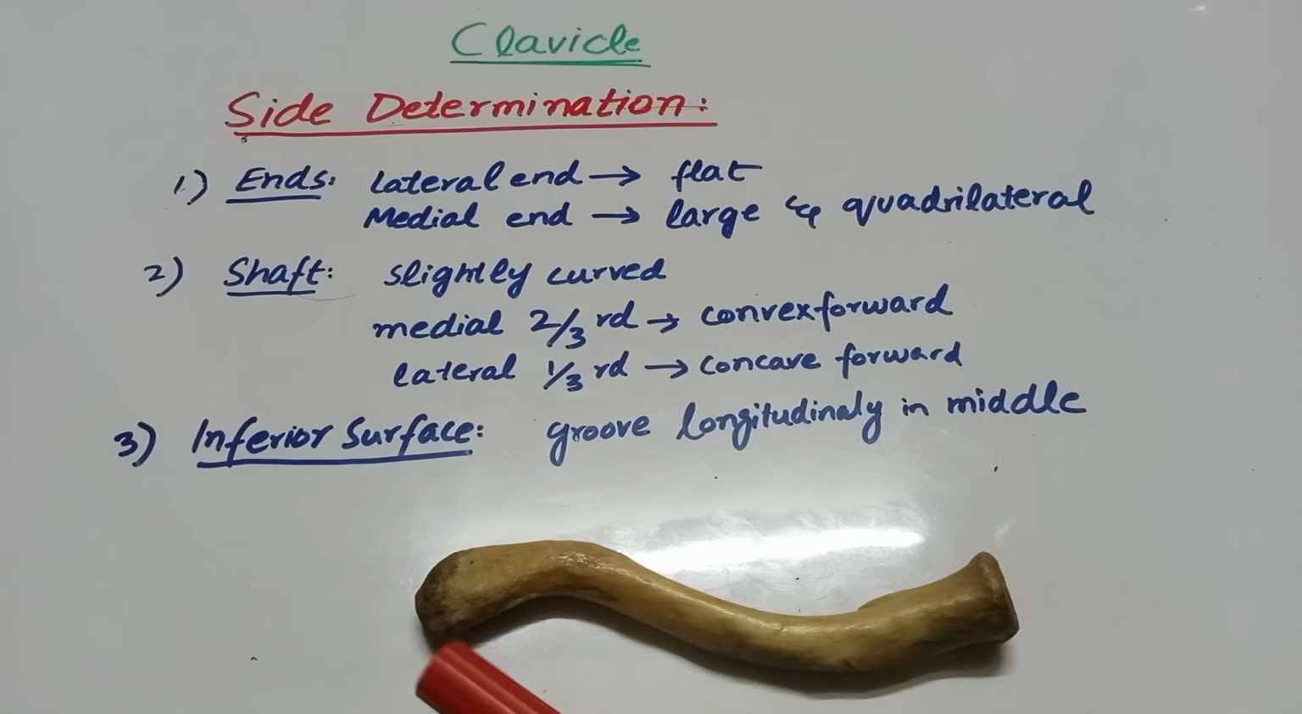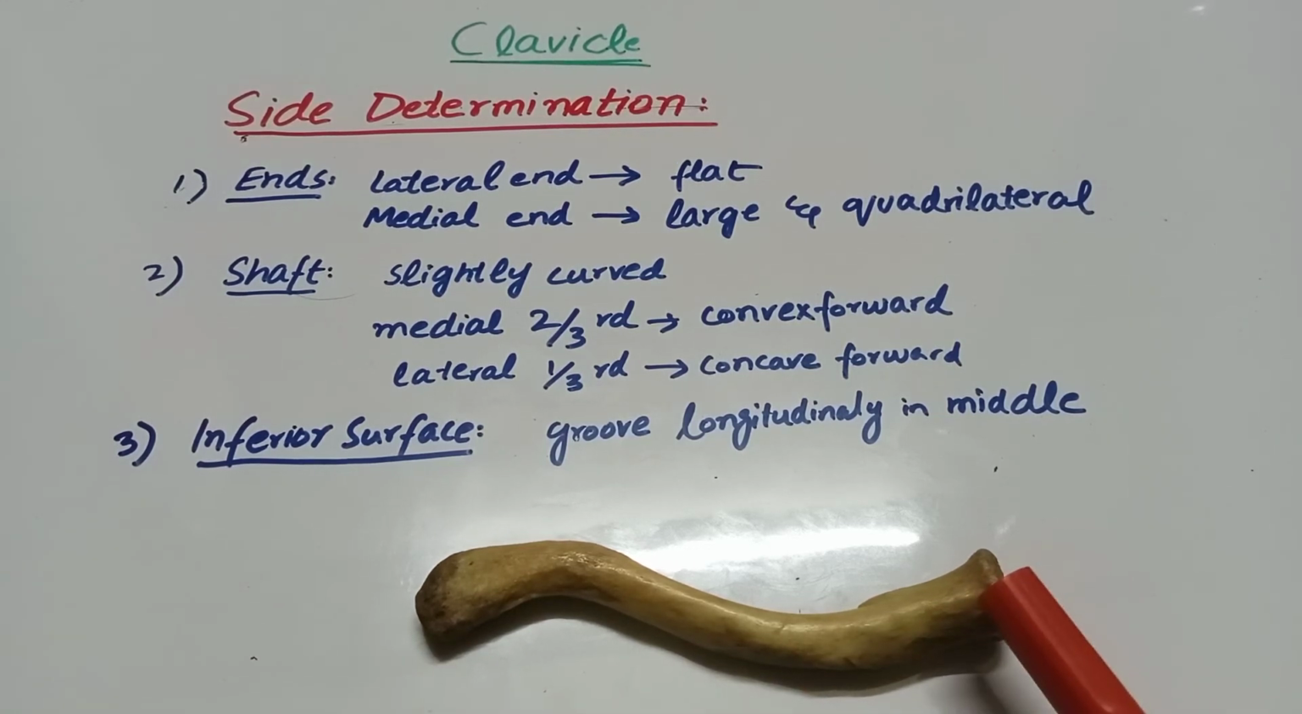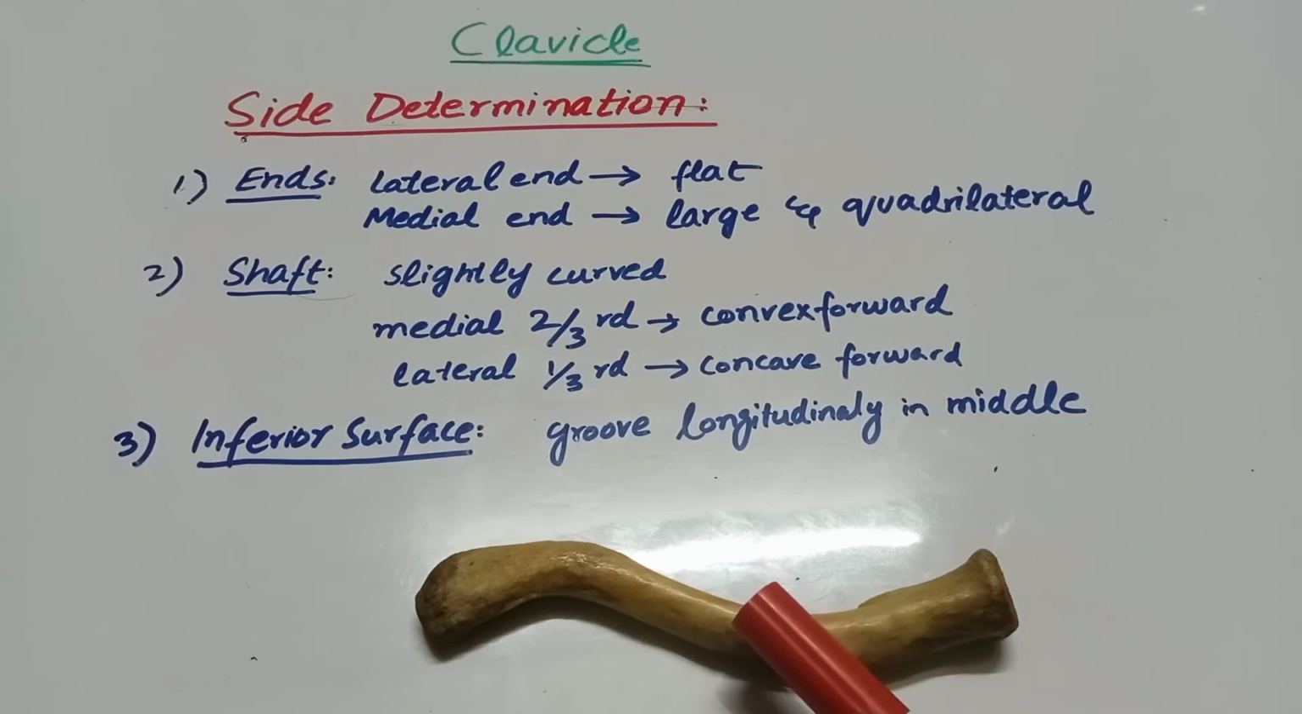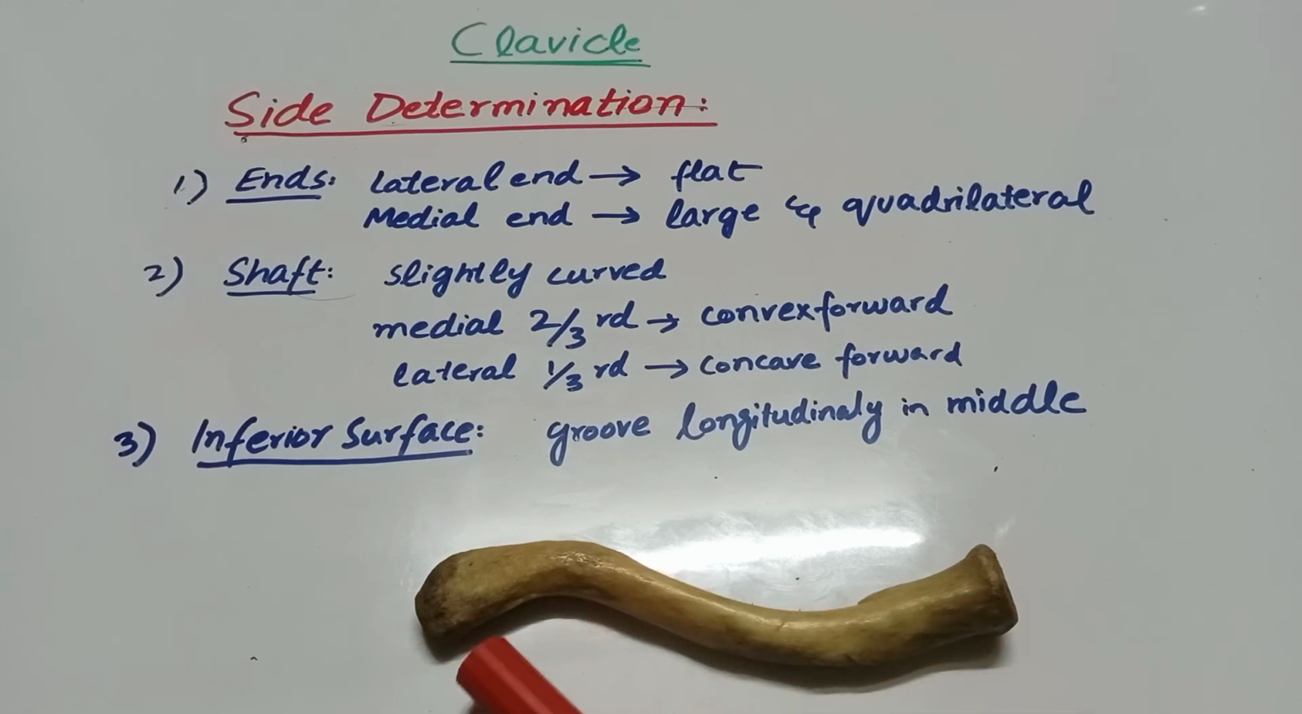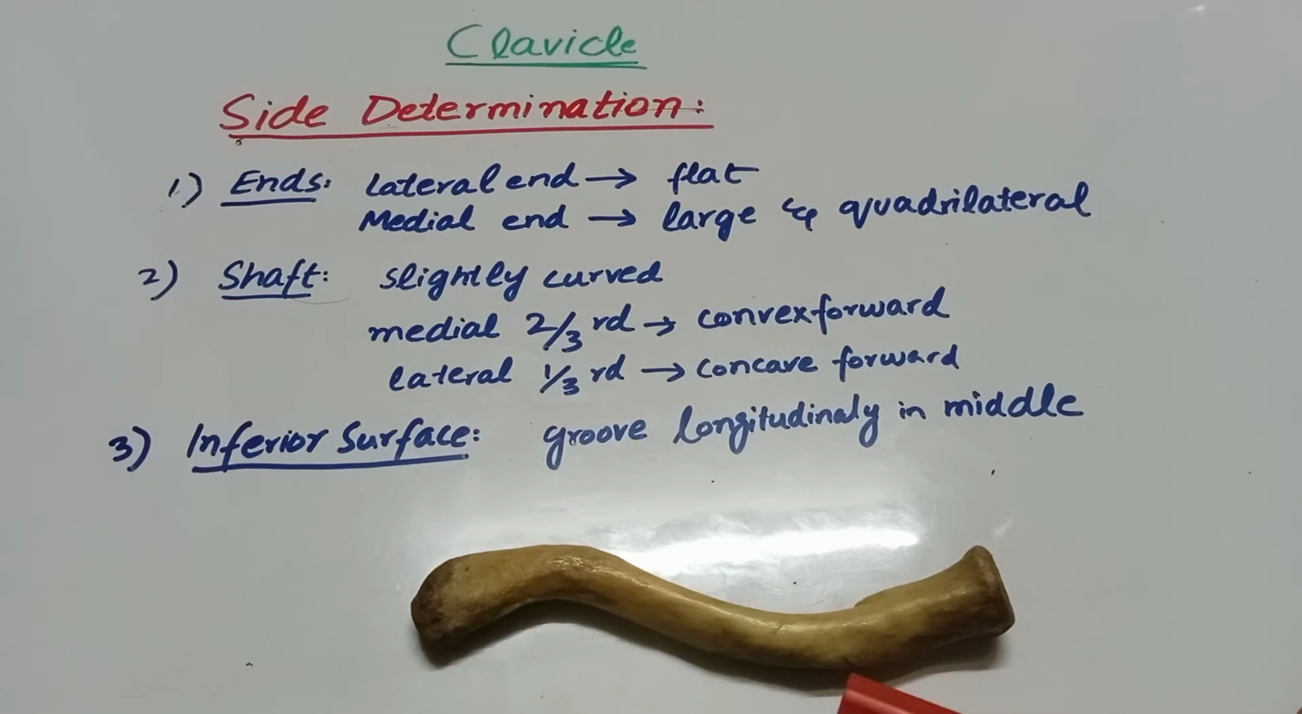The ends: lateral is flat, medial is quadrangular and large. The shaft has convexity forward in the medial 2/3 and concavity forward in the lateral 1/3, and the inferior surface has a groove in its middle part. So this bone belongs to the right side.